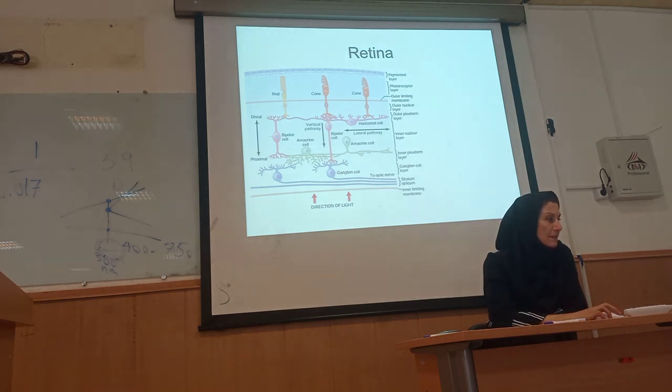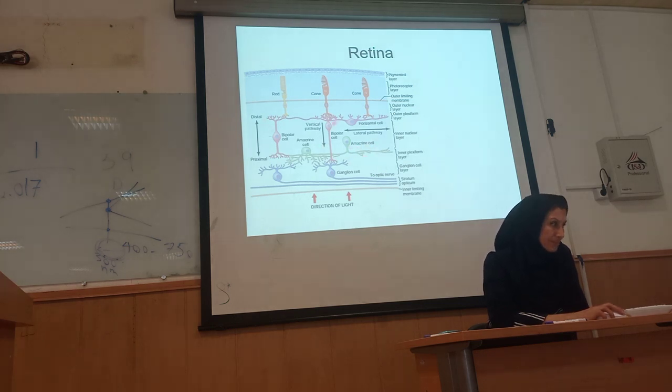And after that, there are bipolar cells, some bipolar cells that connect rods to ganglion cells. Here are the ganglion cells. Between them there are other interneurons like horizontal cells, amacrine cells, and other cells that are not shown here.